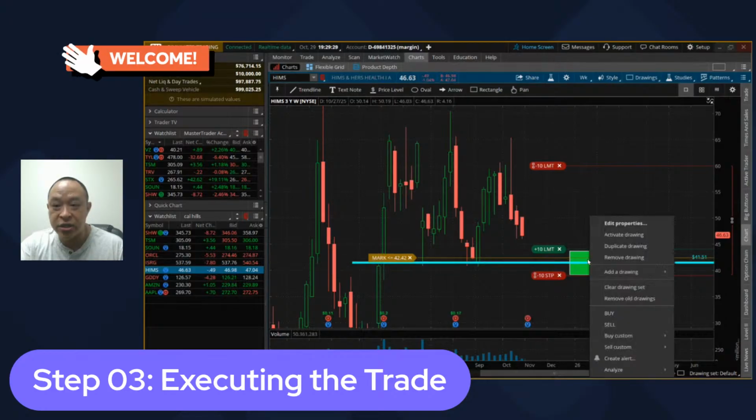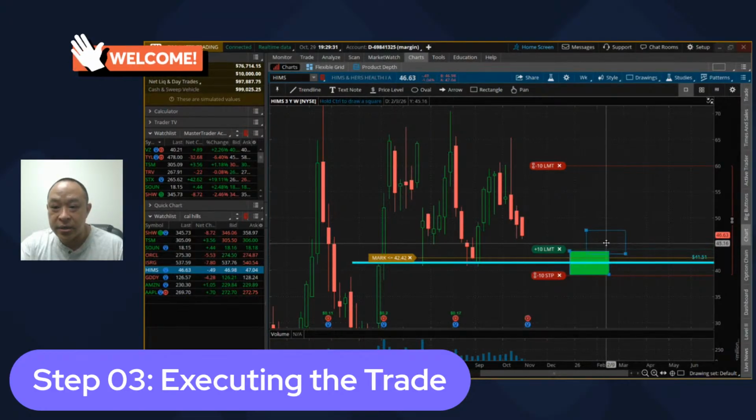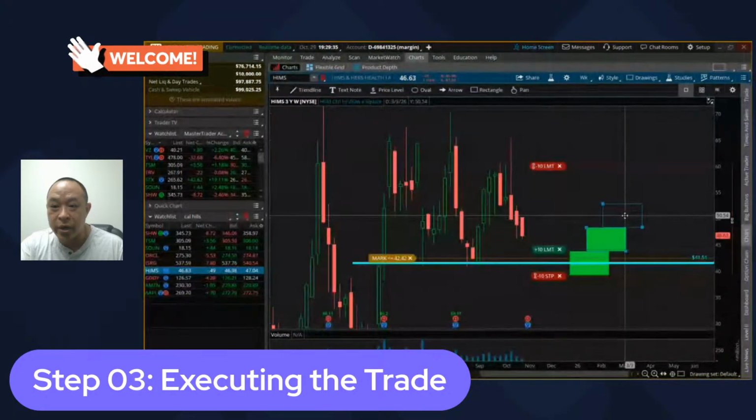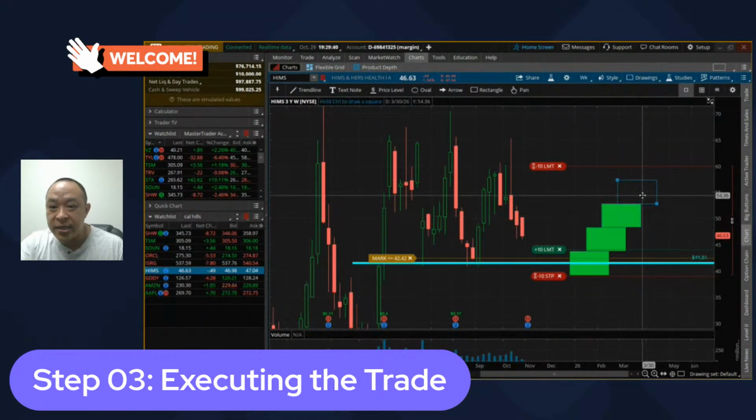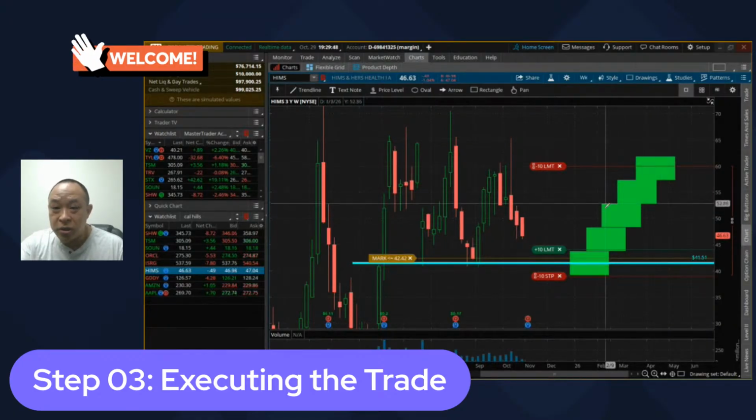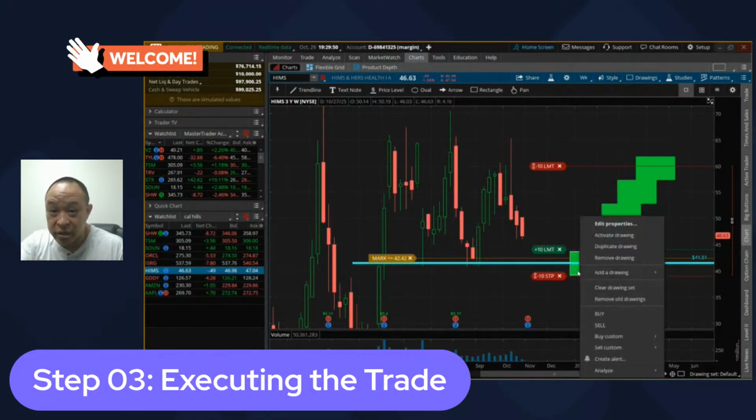Here, let me create my other risk to reward. This is a quick way to visualize what your risk to reward is in the trade, right? So this is about a 1, 2, 3, almost a 4-to-1 risk to reward ratio here. So this is going to be red.